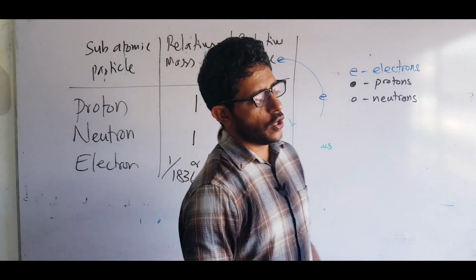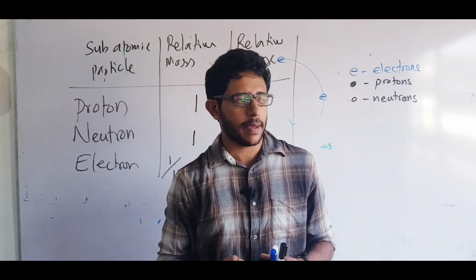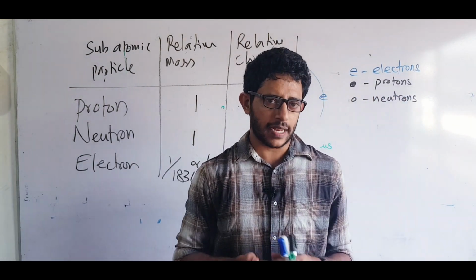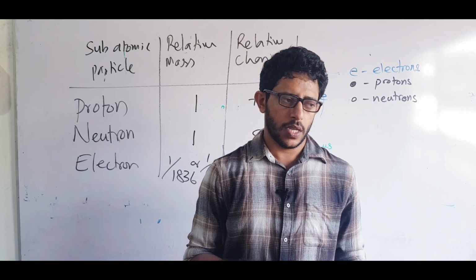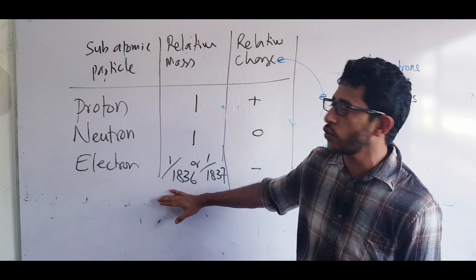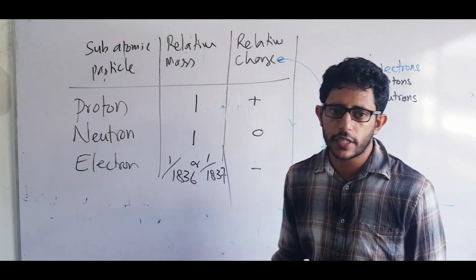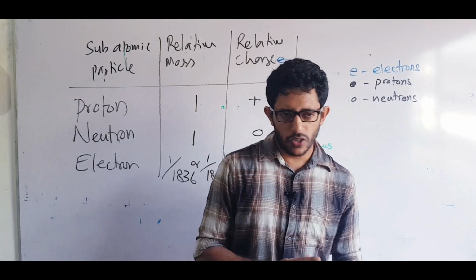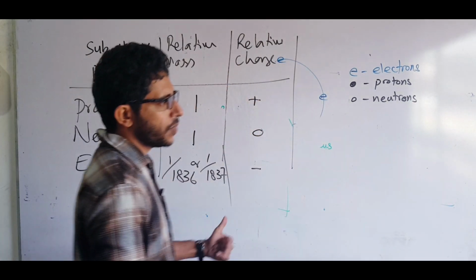Actually, even though we consider protons and neutrons to have the same weight, neutron is slightly heavier than proton. So that's the reason why you get either 1836 with respect to protons, or 1837 with respect to neutrons. Anyway, those are the basic things you have to remember.